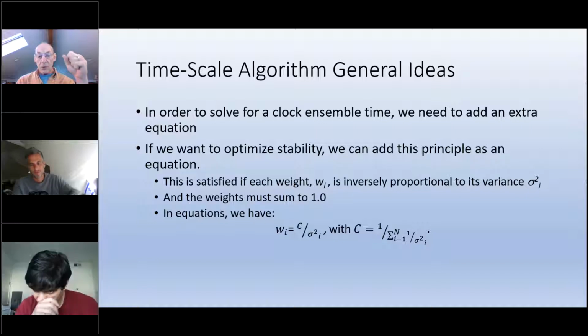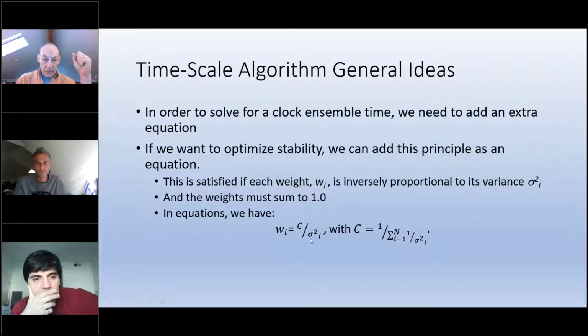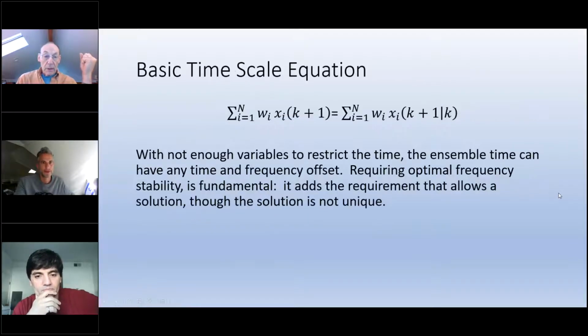Each weight is proportional. I don't know if you can see, I think you can see my arrow. So that's sigma squared, the variance of clock i. And so the weight is some constant over sigma squared i. And the constant is what you need so that all the weights sum to 1, which is really 1 over the sum of all of these terms. And now everything sums to 1. Yeah, we can see the pointer. Thank you. Okay, thank you.